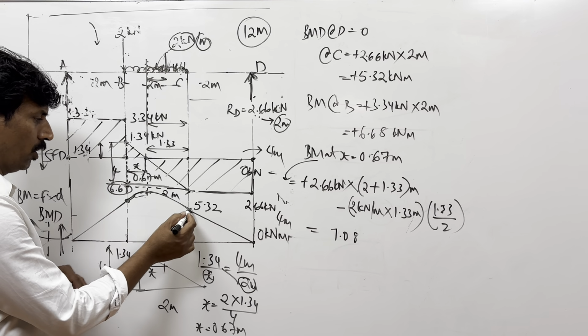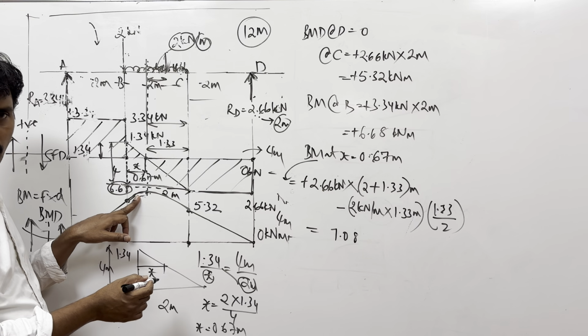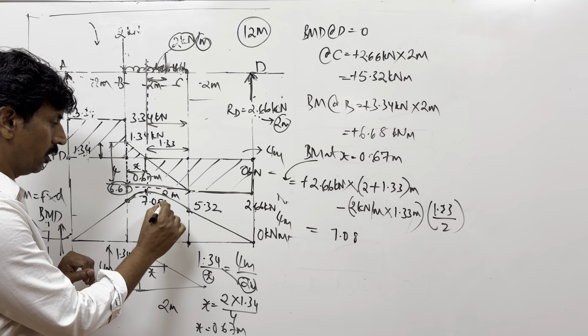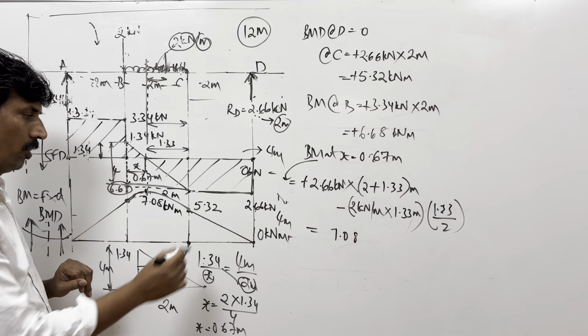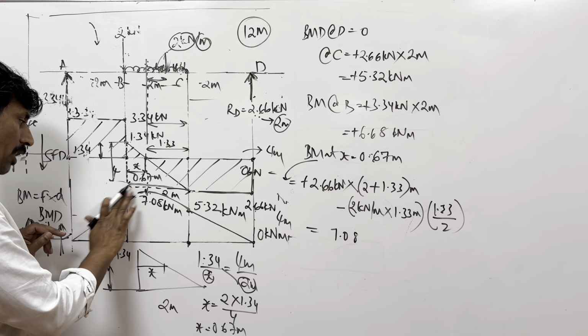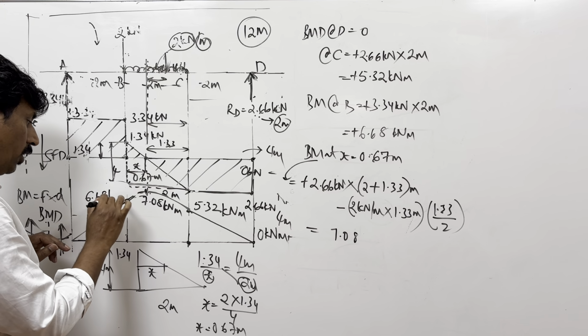If it is a parabola, you expect this to go up. Okay? And here, so this is how much? 7.08 kilonewton meter. So this is 5.32 kilonewton meter. Sorry, I did not write this kilonewton meter. 6.68 kilonewton meter.